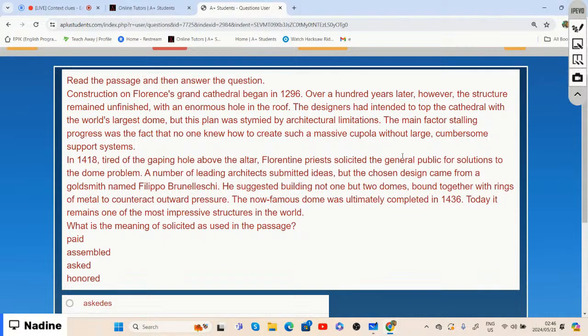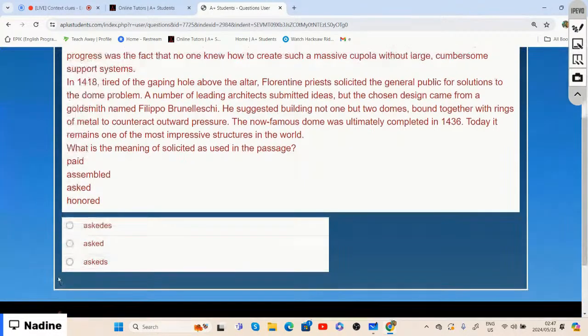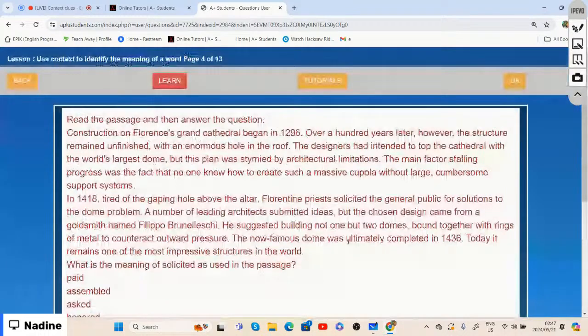If we look at the word solicited, the Florentine priests solicited the general public for solutions to the dome problem. And if we look at these four options given to us, it is either paid, assembled, asked, or honored. So he asked the general public for solutions to the dome's problems.